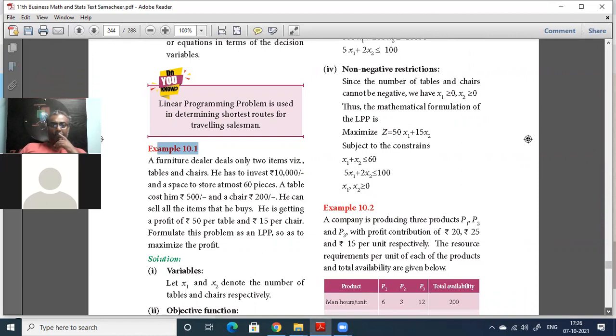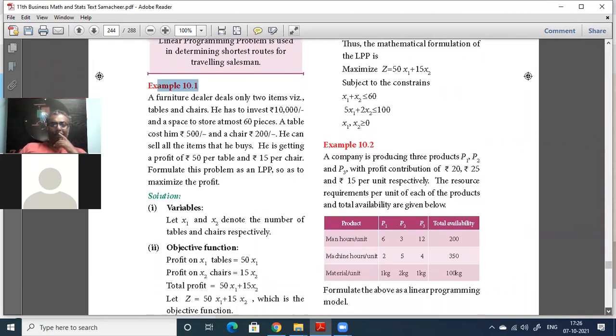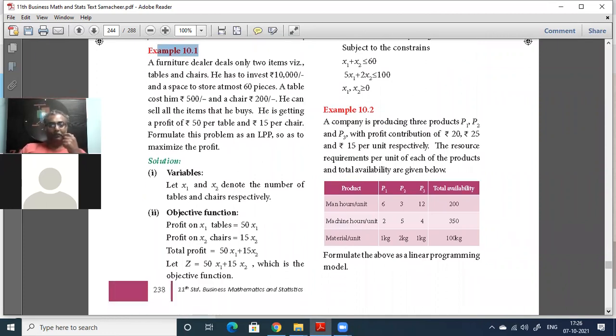Okay, let us do one example. You will easily understand. Let us do examples. Four or five examples we'll do today, and you will understand.